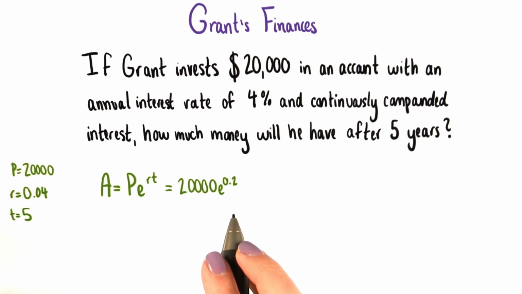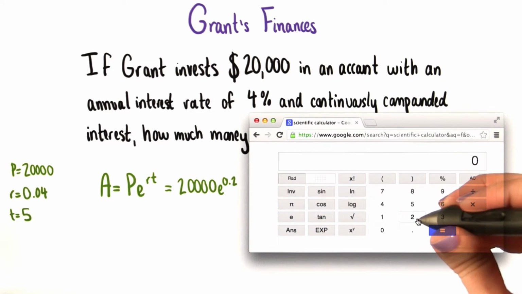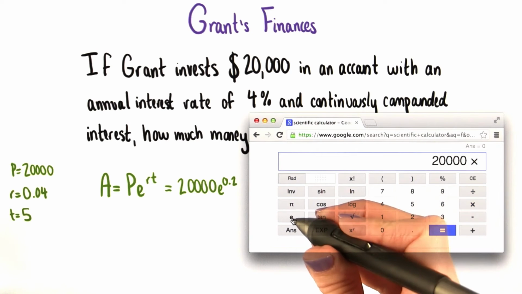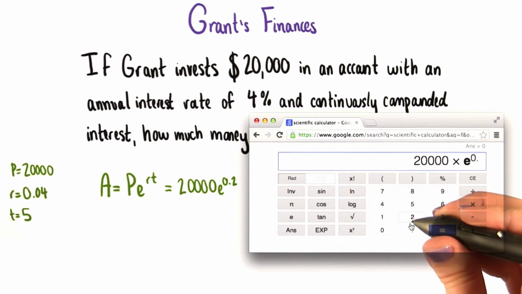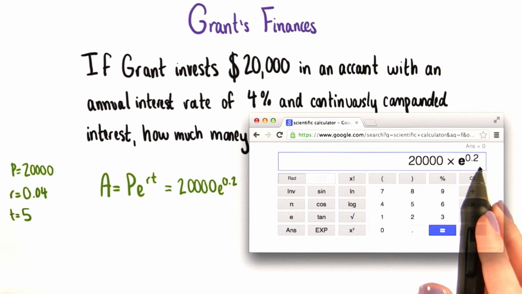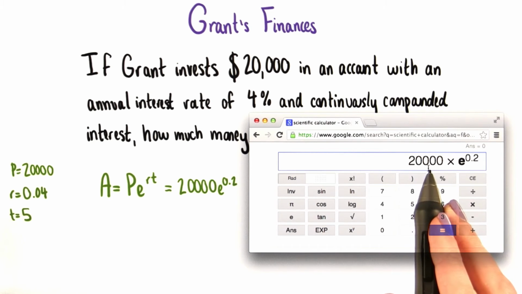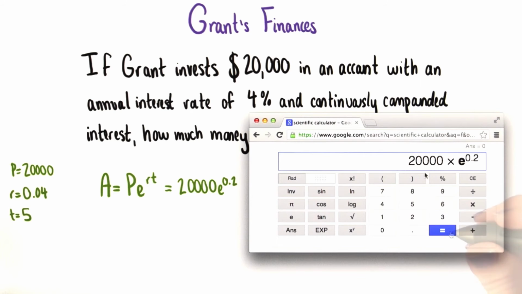Now it's time to use our calculator. I'll type in 20,000, multiply that by e, and take e to the power of 0.2. Look at that, we managed to use all of the calculator skills we learned in this lesson in one go. Now I will just press enter and we'll see what happens.